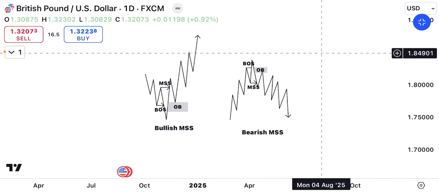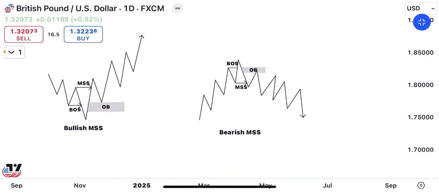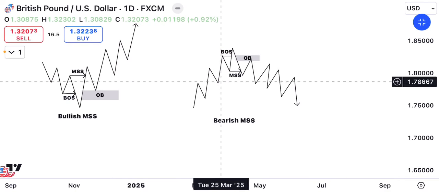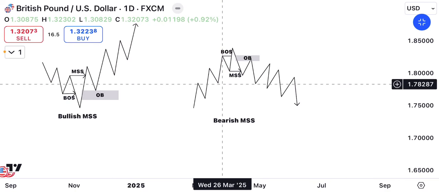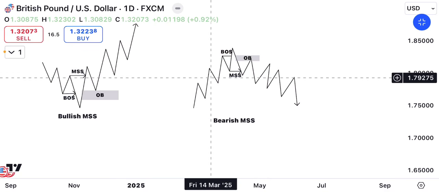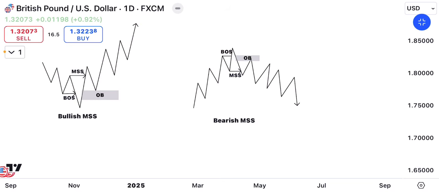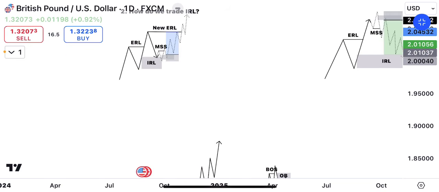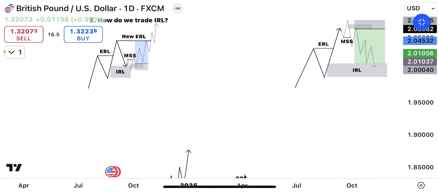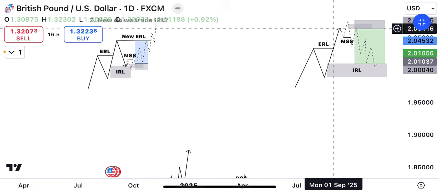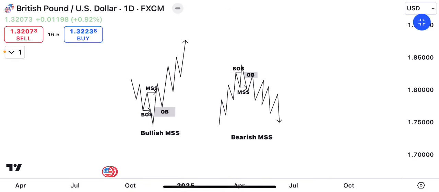So how do we take advantage of our bullish and bearish market structure shift? Remember, now we are focused on this one, because it's an external range liquidity. It happens after taking out the external range liquidity. On a higher time frame, you're going to see a simple movement like this: up, down, up. But once we go to a lower time frame, the trend is like this.